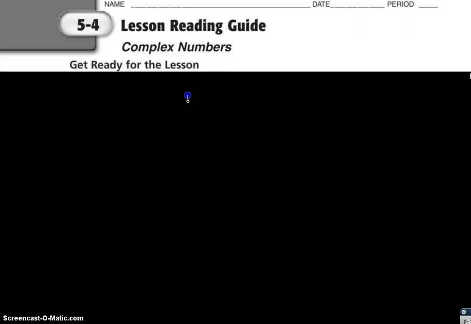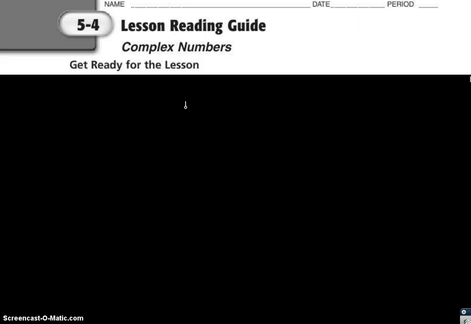Today we're going to be talking about complex numbers. So you should have 5-4 complex numbers. So let's start looking at our lesson. So it says, suppose the number i is defined such that i squared equals -1, and we're going to complete each equation.